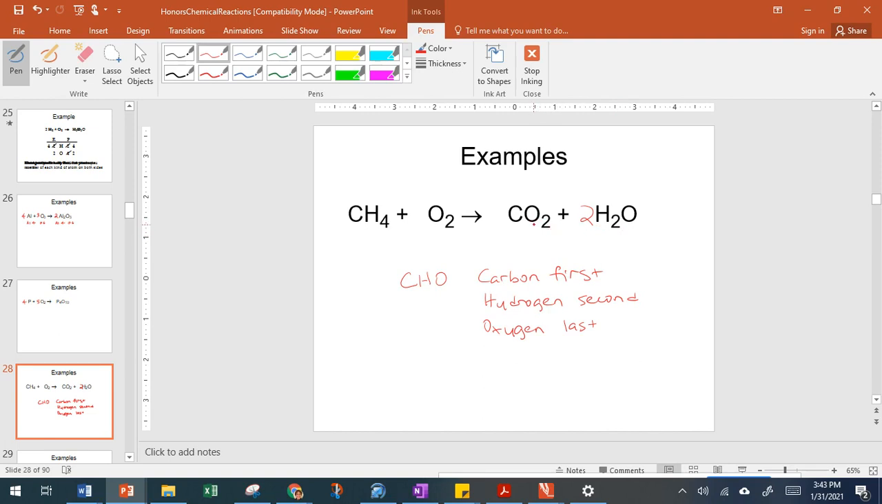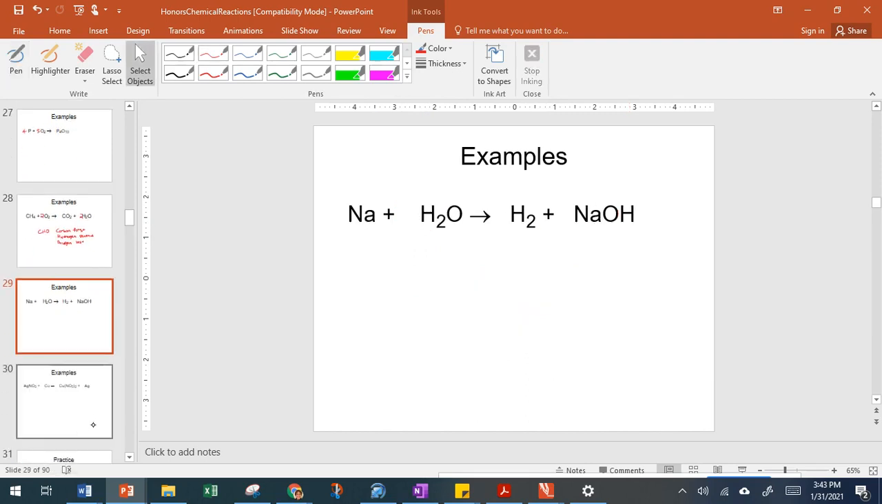We have 2 plus 2 oxygens, or 4 oxygens on the product side. We can add a 2 here to give us 4 oxygens on the reactant side. We can see now this reaction is balanced. And this technique works when we have equations like this with only carbon, hydrogen, and oxygen in them. Let's look at another one.